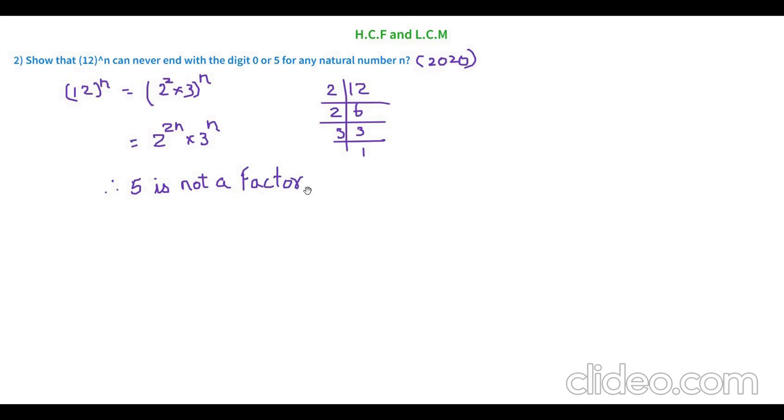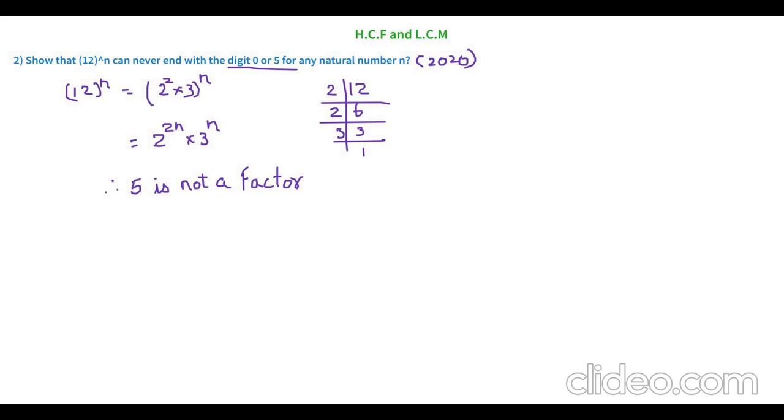So since 5 is not a factor, this will never end with 5 or 0. It's a very simple question. We just need to find the LCM and find the factors of it. So we don't have 5 as a factor, so this will never end up with the digits 0 and 5.